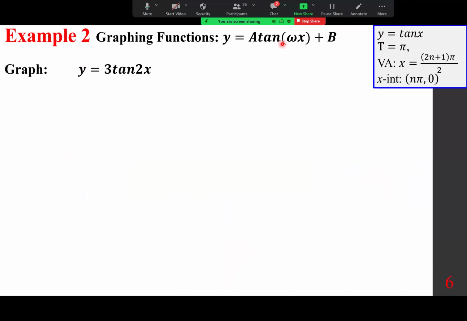We are graphing y equals tan 2x. We know the graph of tan x is the basic one, but we can figure out the period. The period, which is pi, we are now going to divide by 2. It's important to know it's pi in the case of tan x. In the case of tan omega x, the period is pi over omega, so it gives us pi over 2.